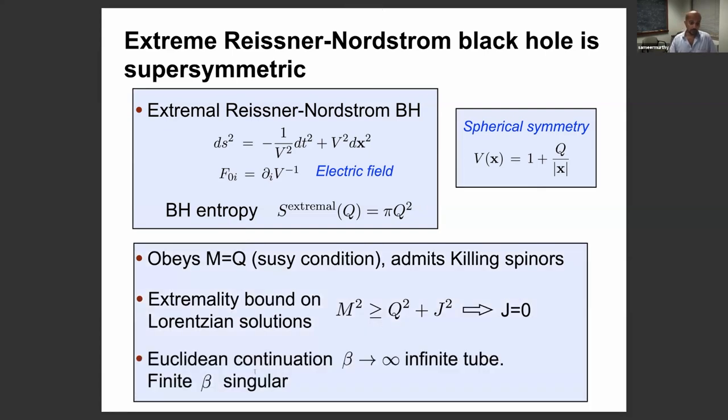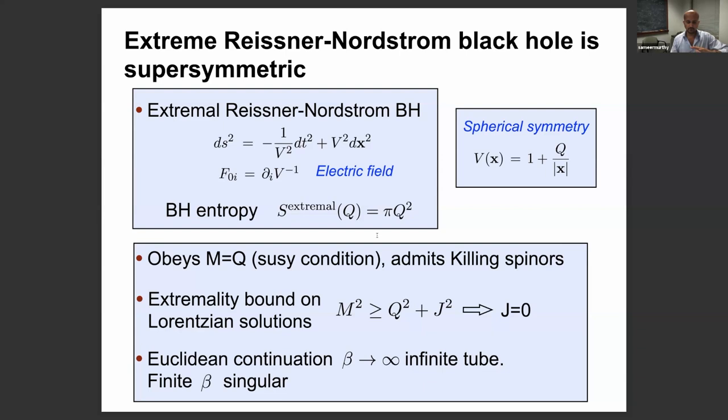And now if you look at the Euclidean continuation, it's also clear from here that the time circle has infinite periodicity. Or, as I said, this takes a little more work, but you can check that if you demand a finite beta, then you get some singularity. Okay. So I think all of these points are fairly familiar.